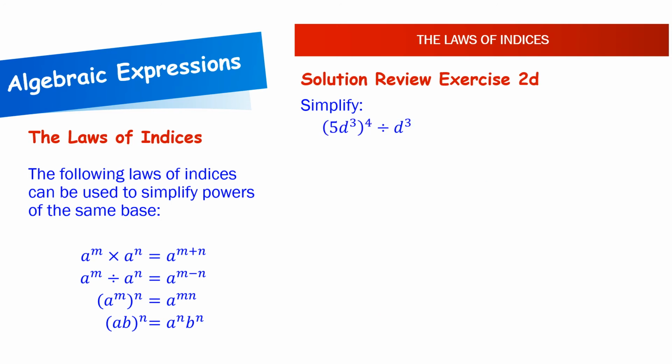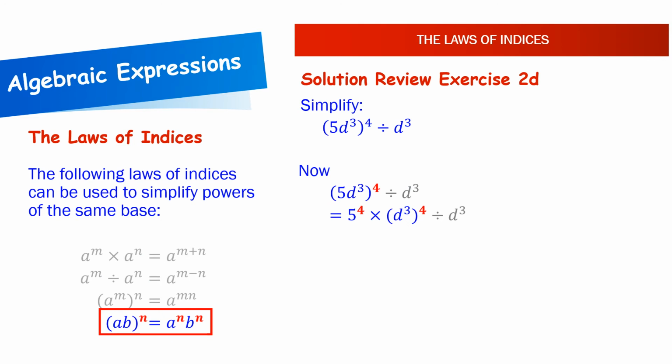Now for review exercise 2d. Simplify the expression shown on your screen. Solve the first part of the equation using the law highlighted. Now use the highlighted law to simplify d cubed to the power 4 to give d to the power 3 times 4, which is 12.